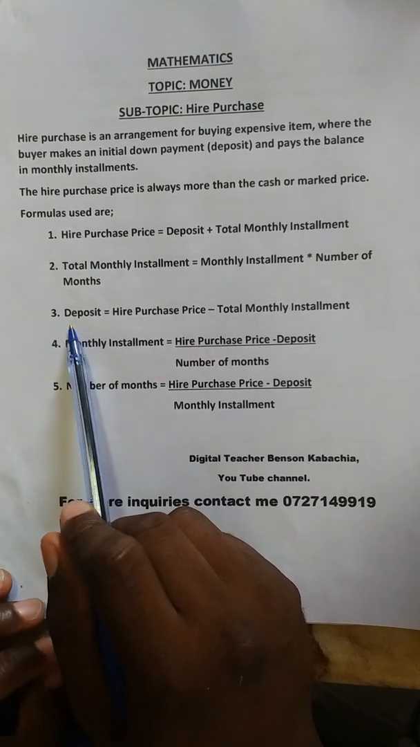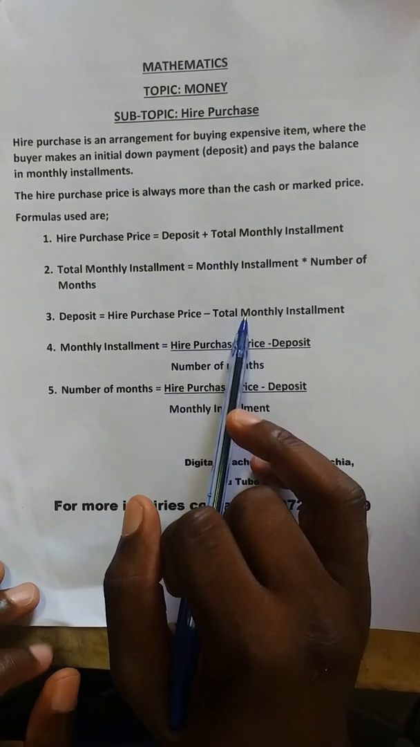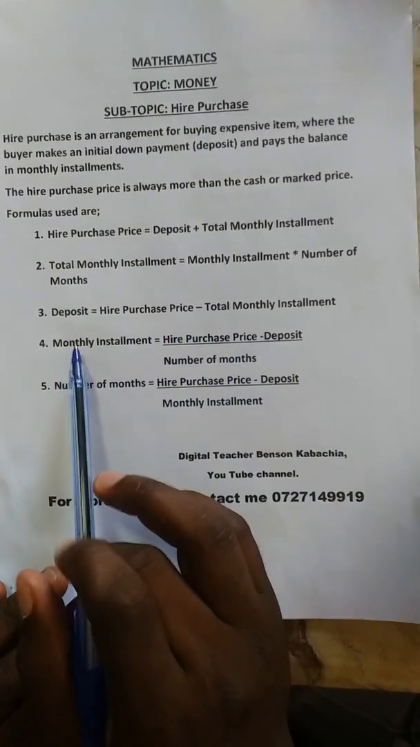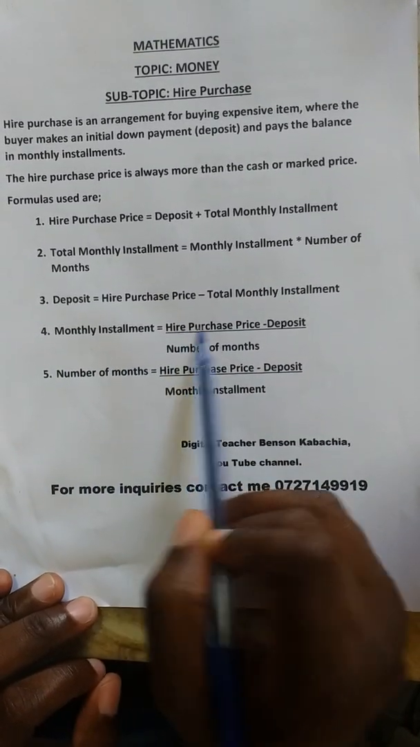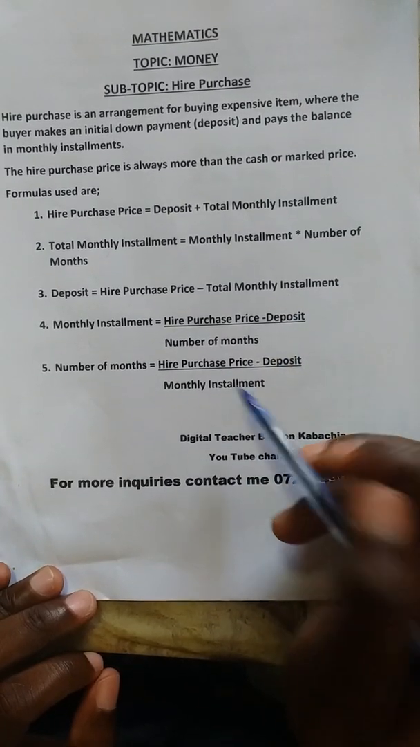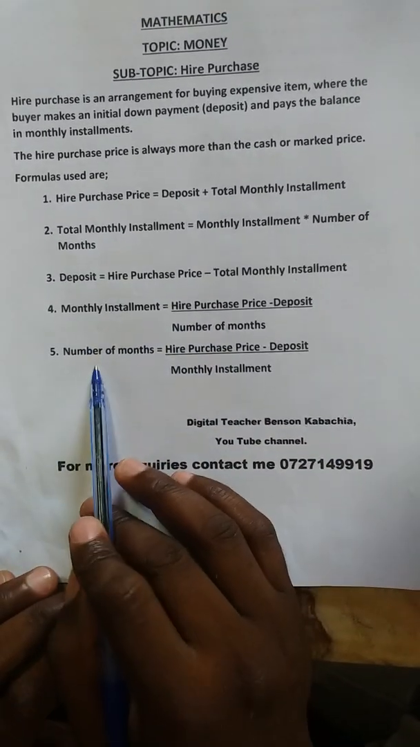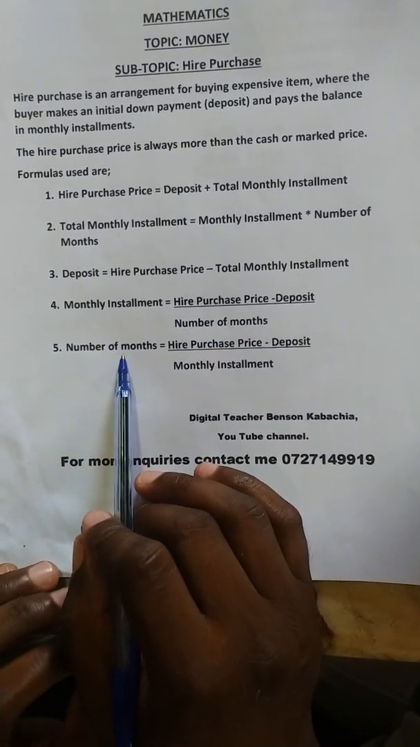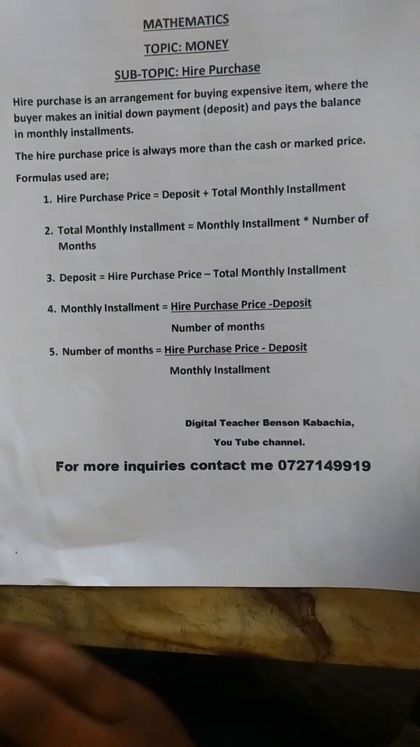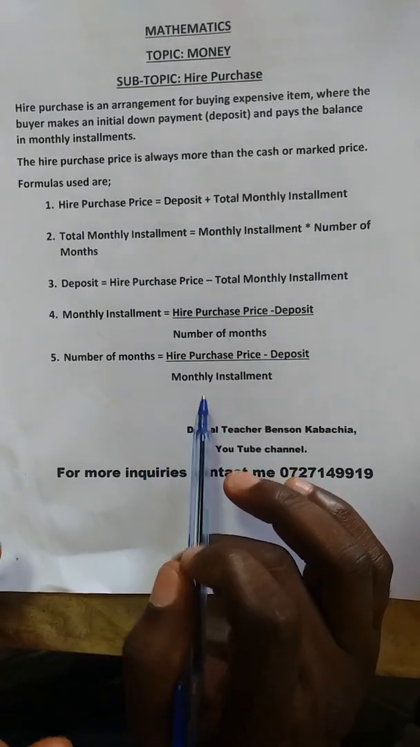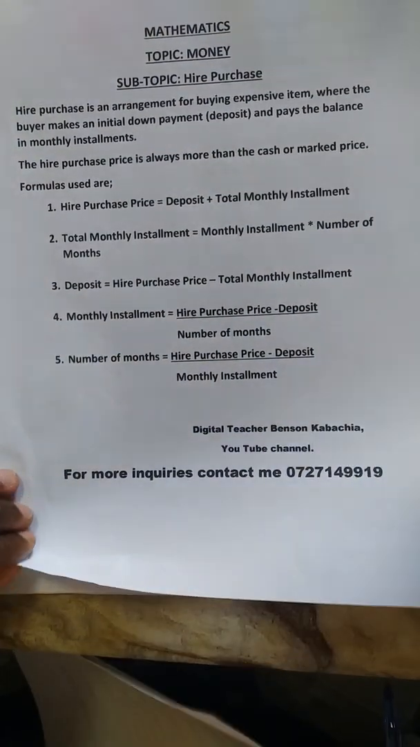Deposit can be obtained by the hire purchase price minus the total monthly installment. We can also get the monthly installment by hire purchase price minus deposit, and whatever you get, you divide by the number of months. Number of months can be obtained by hire purchase price minus deposit, and whatever you get, you divide by the monthly installment. We are going to tackle our questions as follows.